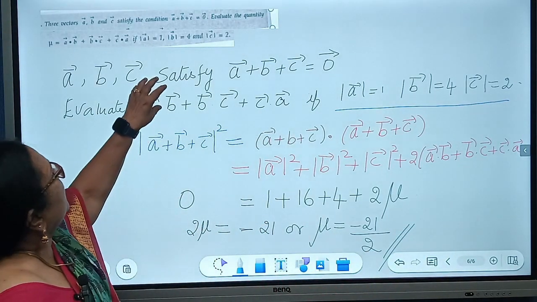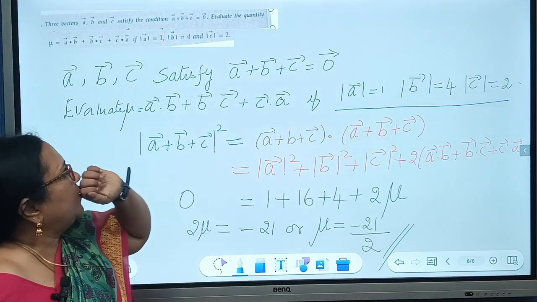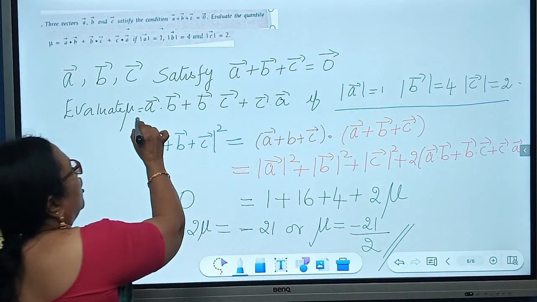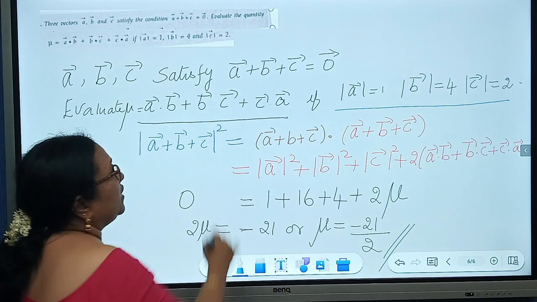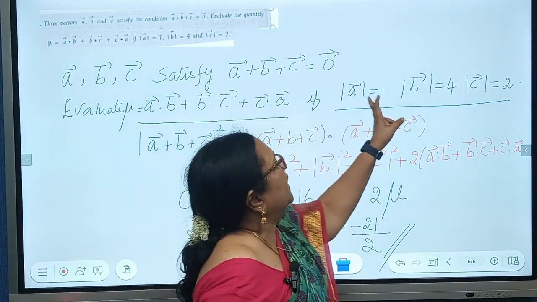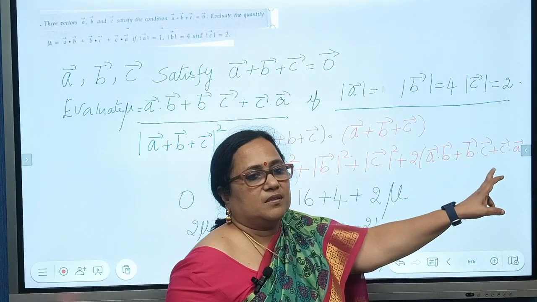So again, the given information is A plus B plus C is 0 vector, and what you need to find is A dot B plus B dot C plus C dot A. Also given are the lengths of the vectors A, B and C.